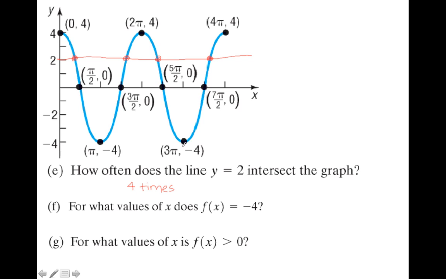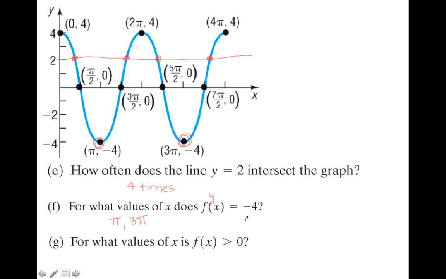Okay, part F, for what values of x does f of x equal negative 4? What is this asking? f of x equals negative 4 means where does the y value equal negative 4? So that would be here and here. The x values that go with those would be pi, 3 pi.